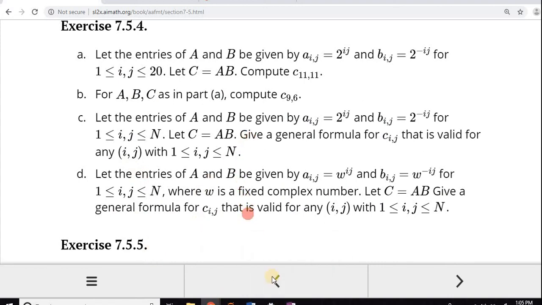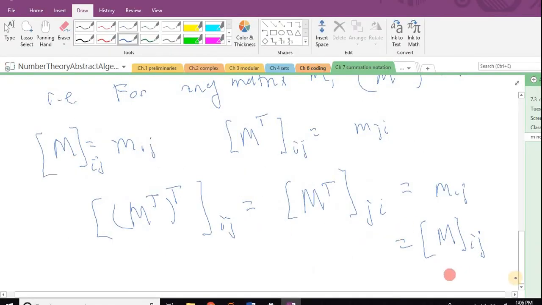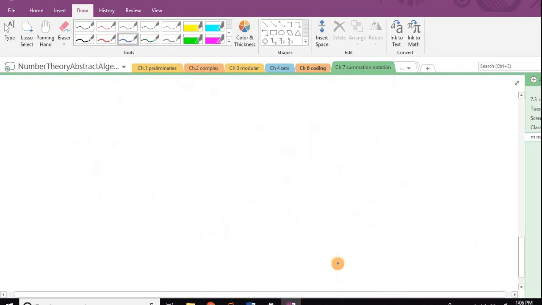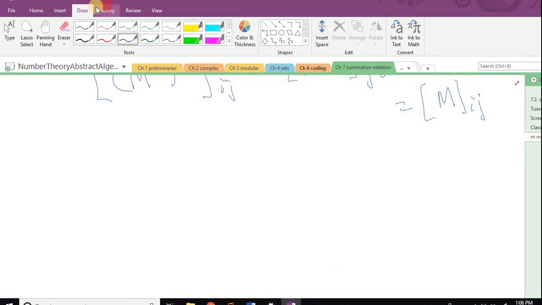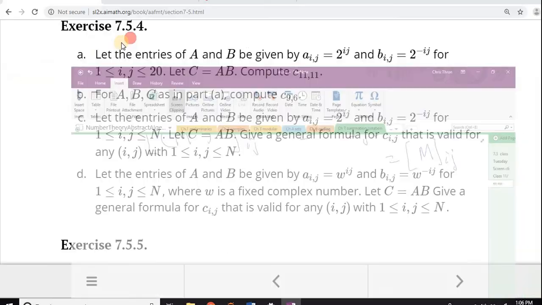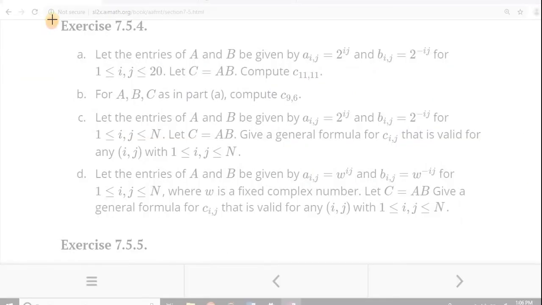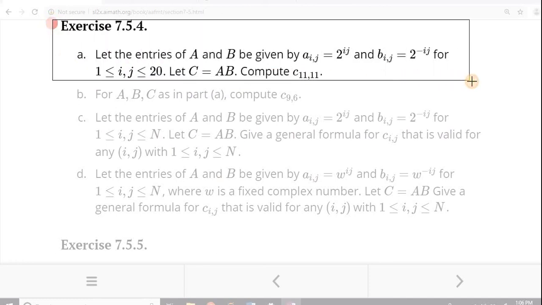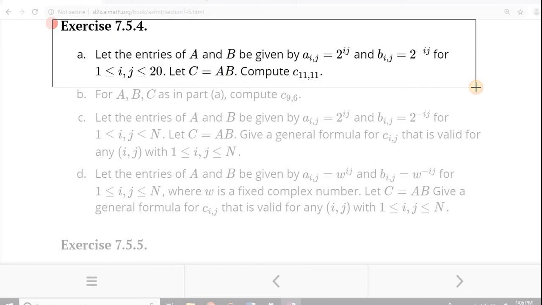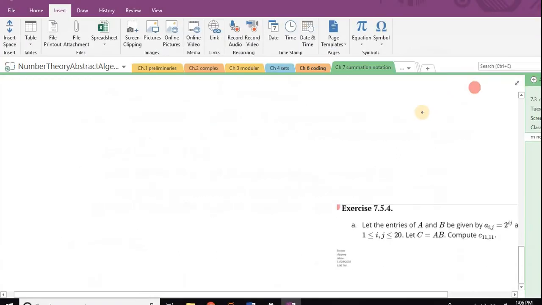Let's see. So let me go back to, so this is 754. All right, so here we are, and we'll go insert screen clipping 754. I can do this one, sure. Okay, let's see. So you got to get this here.